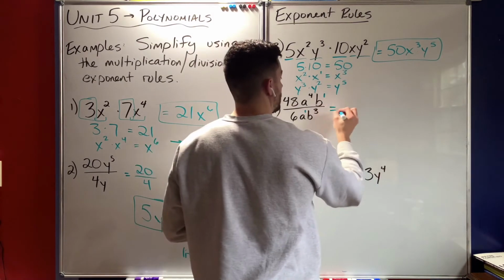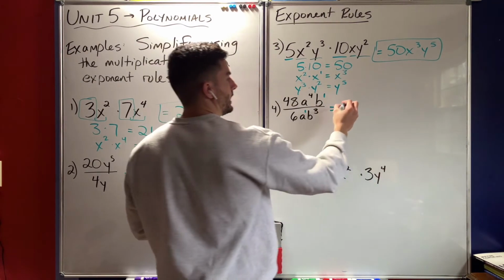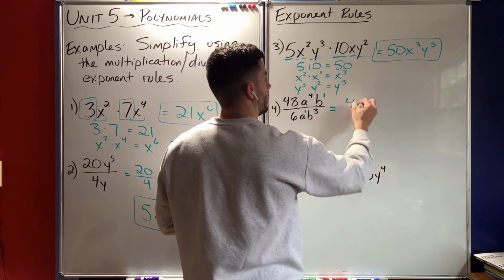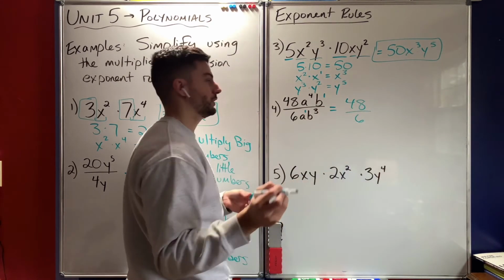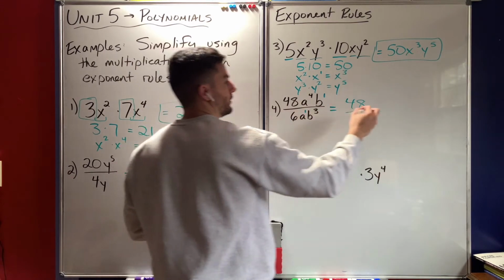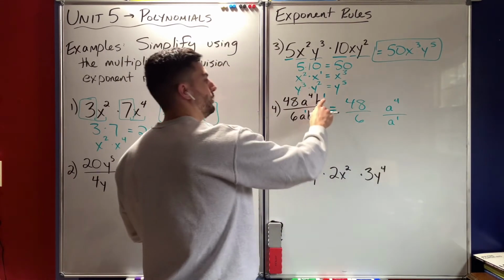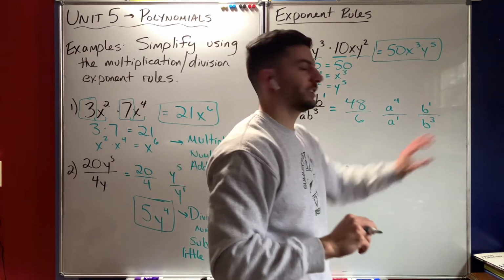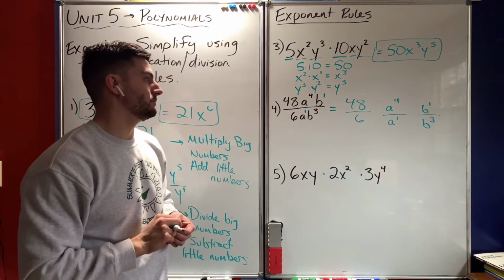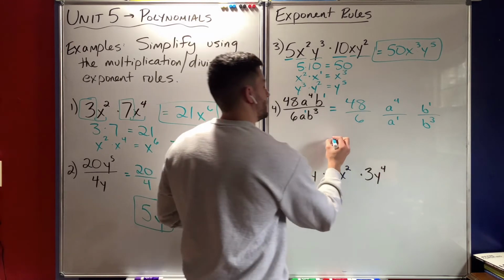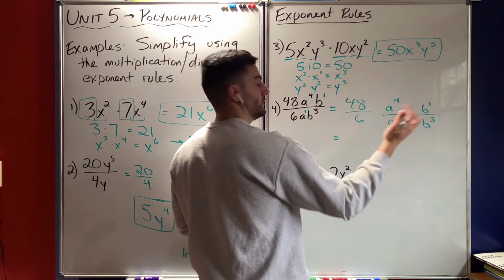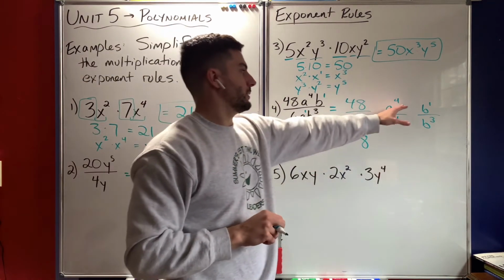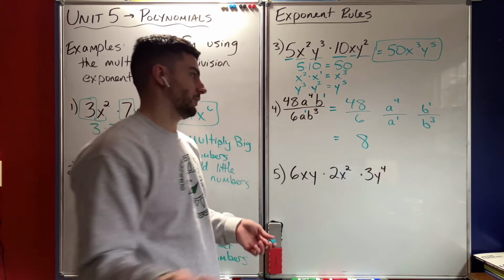Okay. And then now again, what's helpful is I can just separate this into 3 separate fractions. So 48 over 6, my two coefficients, a to the 4th over a to the 1st, and then b to the 1st divided by b to the 3rd. Okay, and that last part's going to be interesting. We'll talk about that. But just going down the line here, so 48 divided by 6, and that would be 8. Okay, and then a to the 4th divided by a to the 1st, so subtract those little numbers.